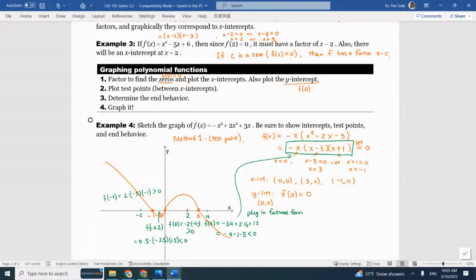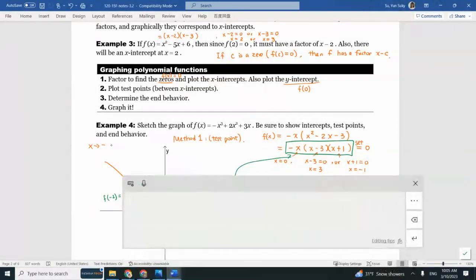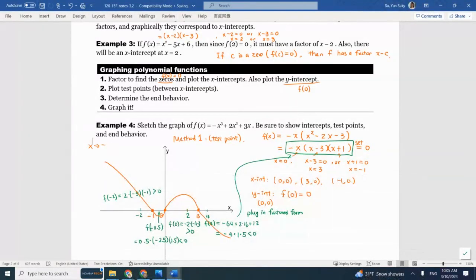And determine the end behavior. Look at this. Look at the end behavior. So on the left, x goes to negative infinity. How about the y? Positive infinity. Very good. How about this side? The y goes to negative infinity. So this is the first method, when we pick test points on those intervals.